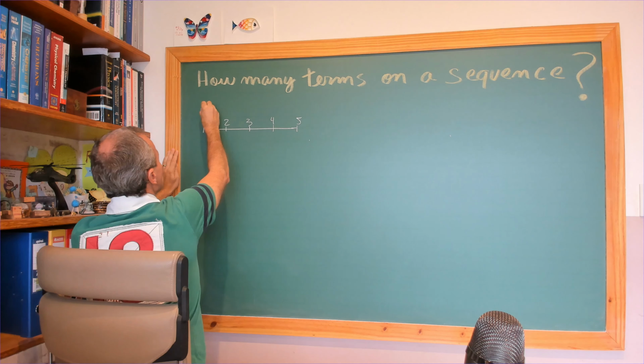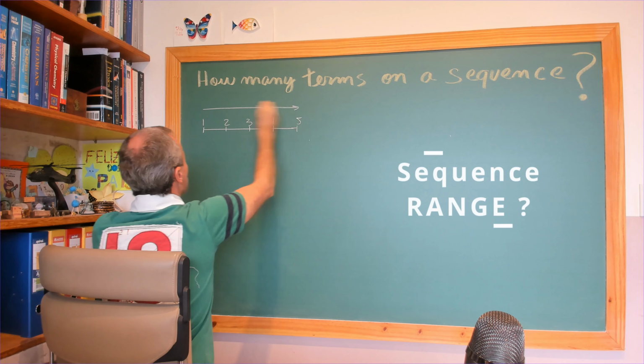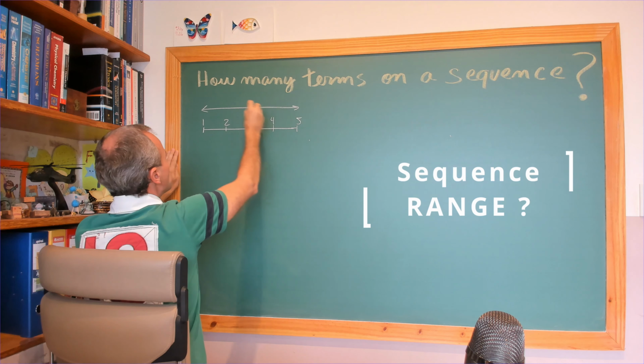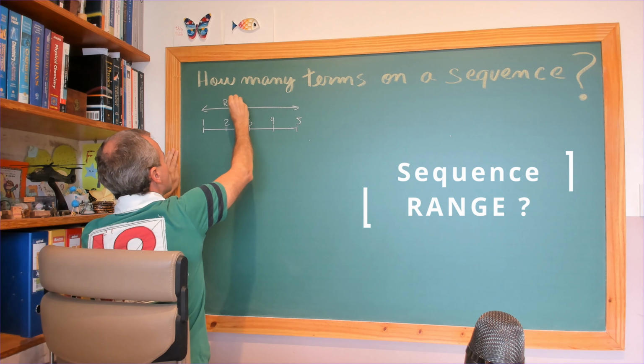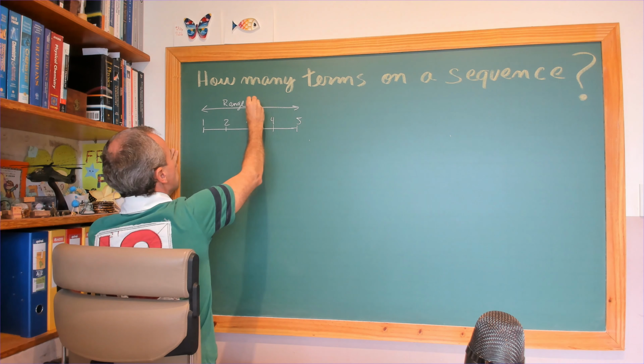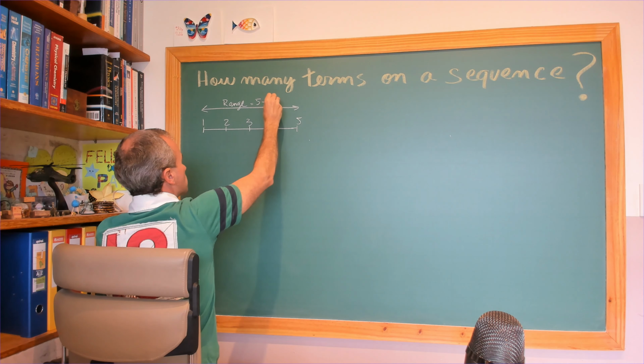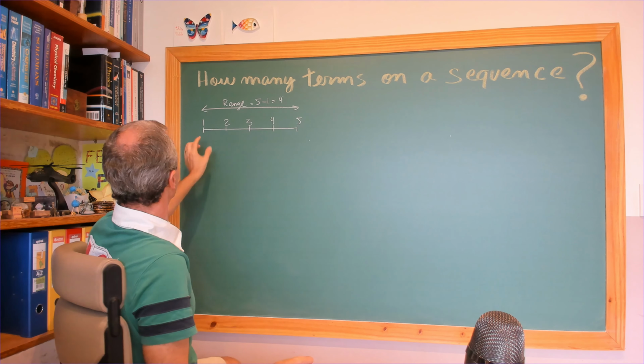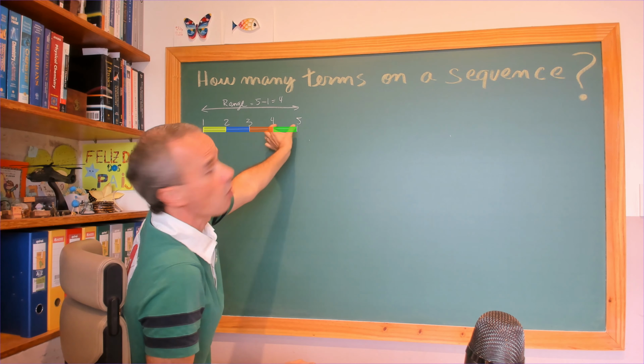First, I want to know what is the range that we're working with. This is the range. The range is going to be the last minus the first. So the range is 4. Agreed? 4. 1, 2, 3, 4.